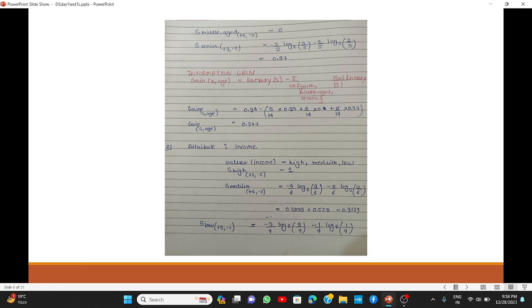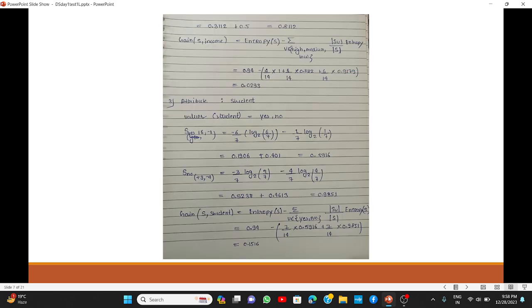Now we will consider income as the second attribute. The possible values are high, medium, and low. In high there are two yes and two no, so the entropy for high is 1. In medium there are 4 yes and 2 no, so the entropy of medium will be 0.9179. In low there are 3 yes and 1 no, so the entropy of low is 0.8112. Now the information gain for income is 0.0293.